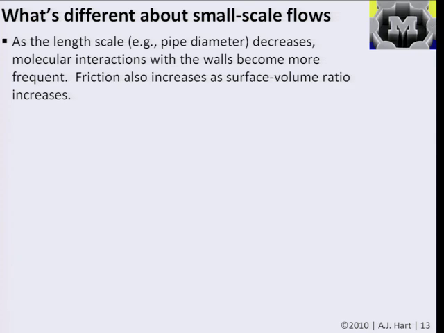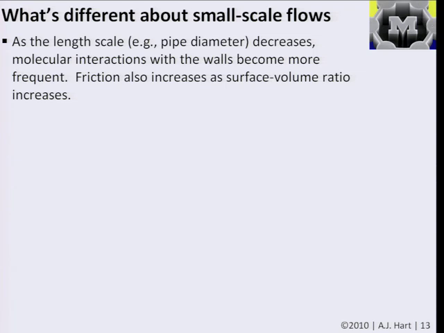And so, as I said before, a real guiding principle for us is that as the length scale of our pipe, meaning the diameter, the direction perpendicular to the flow, decreases, the molecular interactions with the wall become more frequent compared to molecular interactions within the bulk. Or if I'm a gas molecule going through the fluid, I'm more likely to collide with the wall than I'm going to collide with a molecule in the middle as the diameter goes down. And so these collisions with the walls become more frequent.